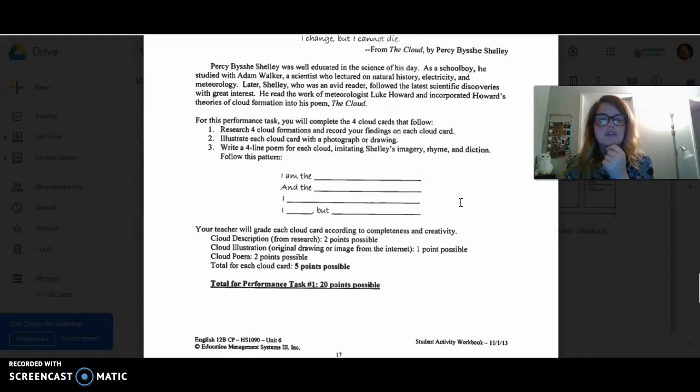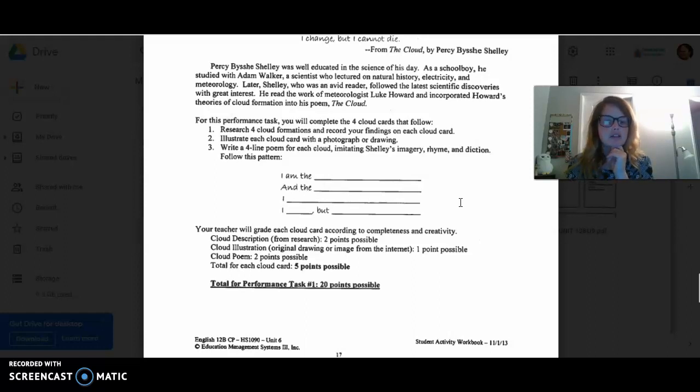And then you're going to try to use rhyme. So time, lime, rhyme, right? And then diction, so accurate word choices. So trying to use words like lilac instead of purple or something like that. And you're going to follow that pattern. I am the blank and the blank. I blank, but blank. It doesn't mean there just has to be one word in there. You could put many words in there, but you have to follow that pattern.